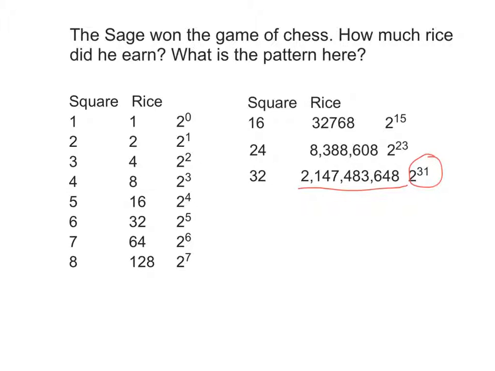When we continue the pattern, one of the things you'll see is that even though there is a huge amount of rice on the first half of the chessboard, the second half is going to be even more extreme. That's the nature of exponential growth. When indices are involved, growth is a lot bigger.